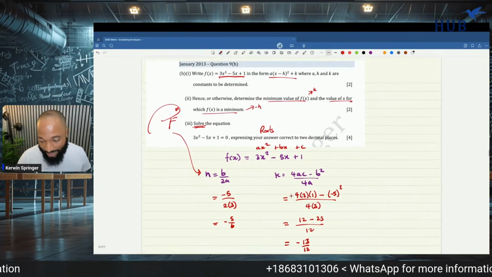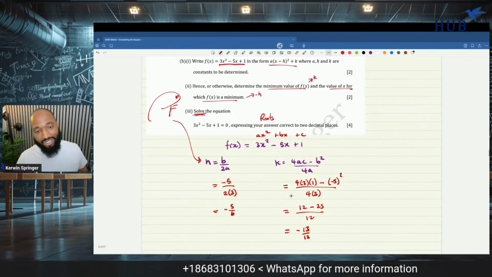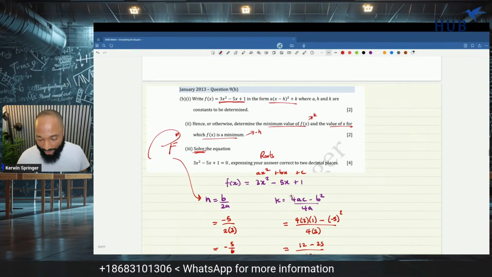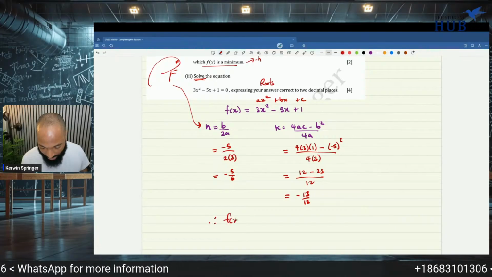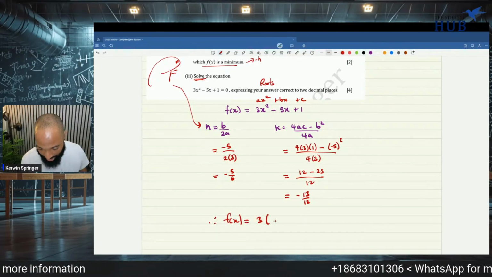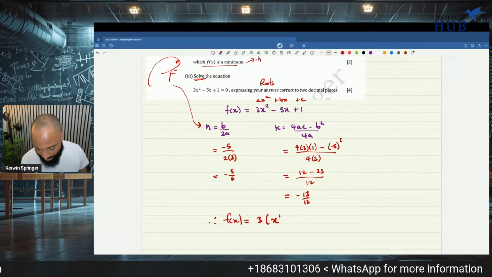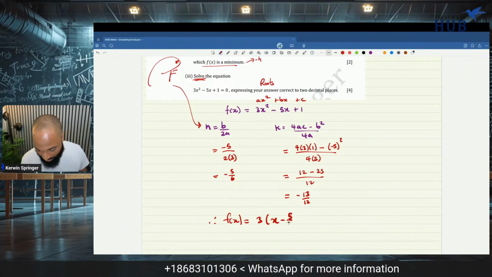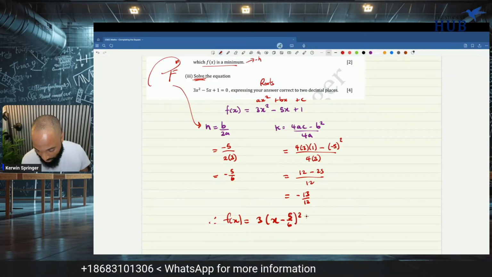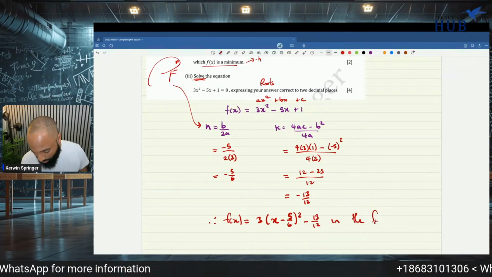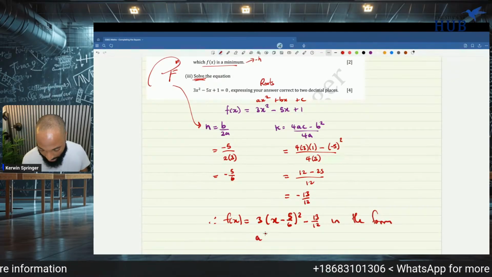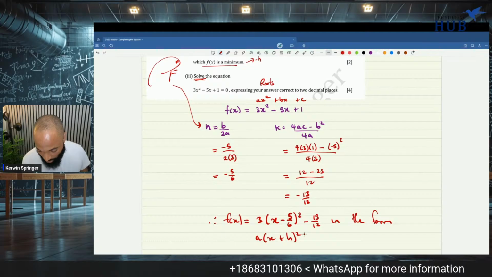So now we have basically completed the square. Really haven't written it. So let's write it. So therefore, f of x is equal to a, which is 3, times x minus, well, plus h, but it's minus 5 over 6 to be squared. Put down k as well, minus 13 over 12. And this is in the form a into x plus h to be squared plus k.